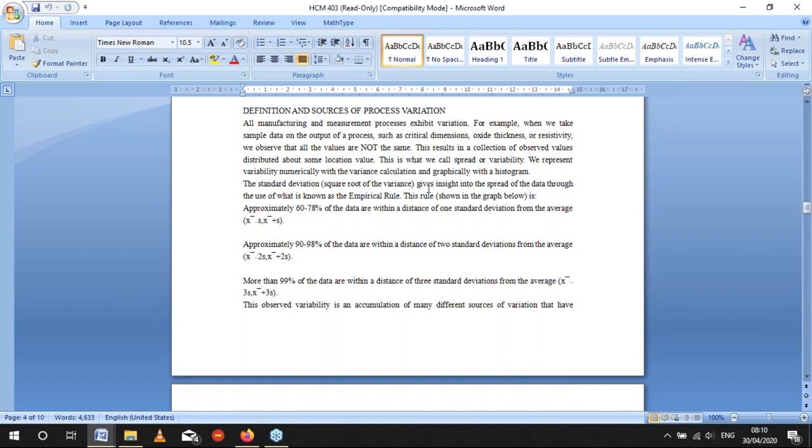Which means if you are asked to explain the word Six Sigma, that's the explanation. It is designed as a business strategy.